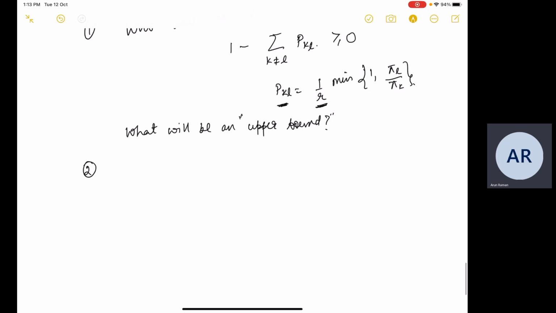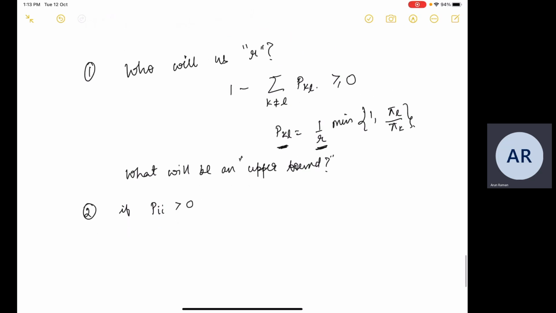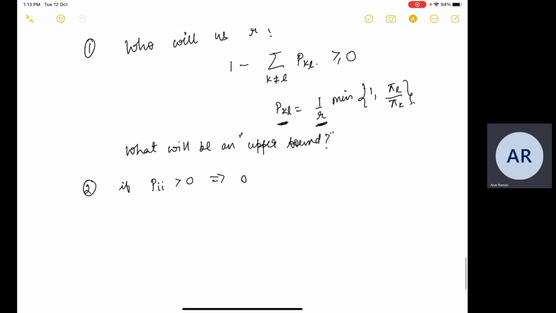Okay, so this is one thing. Then the second observation is that if we choose the value of R such that Pii is greater than 0, then it means that there is a self loop.